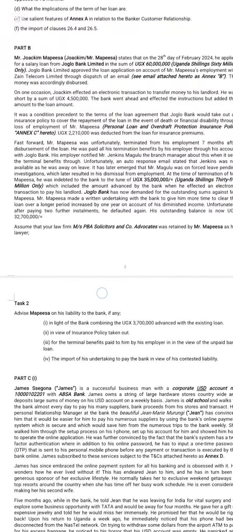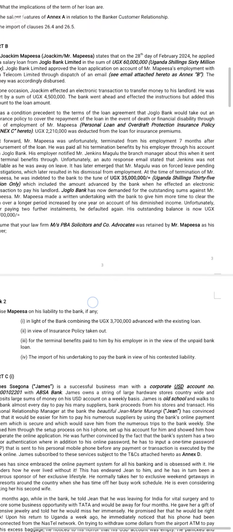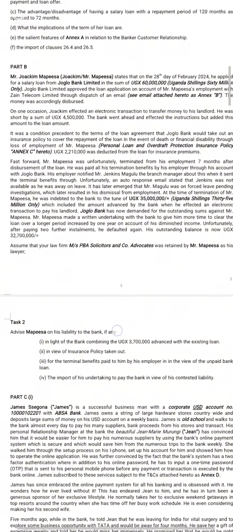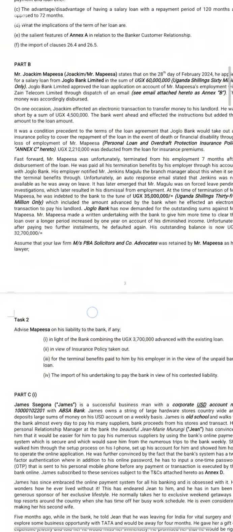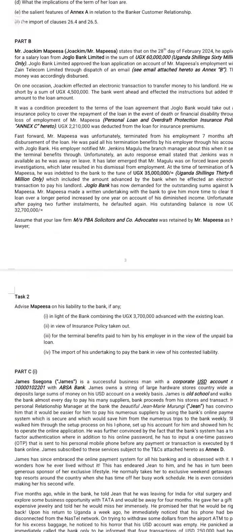Then part B. Mr. Joachim states that on 28th day of February 2024, he applied for a salary loan from Jongoro Bank Limited in the sum of 160 million. Jongoro Bank Limited approved the loan application on account of Mr. Mapesa's employment with Zen Telecom Limited.